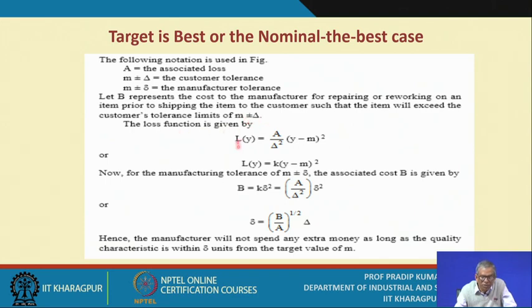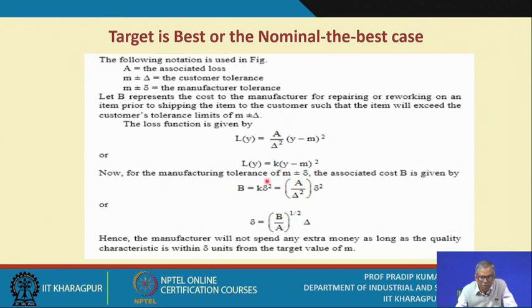The loss function is given by, already we have determined this loss function, that is L equals k into (y minus m) square, where k is the proportionality constant, capital A divided by capital delta square. Is it okay? So y is a particular value of the quality characteristic and m is the nominal dimension. So this is the expression.